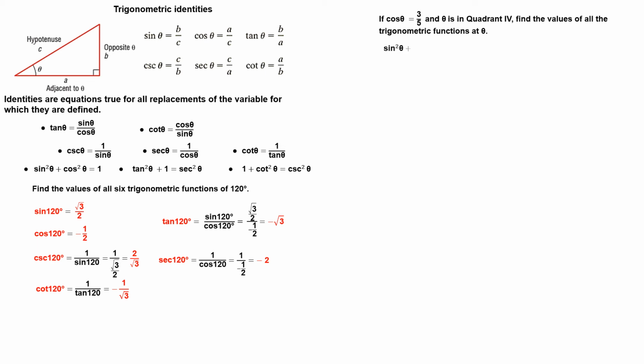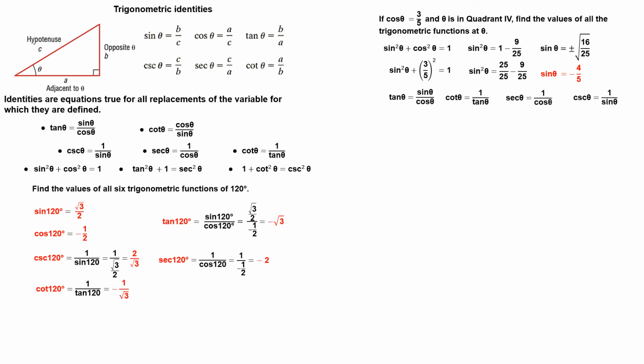We write the first Pythagorean identity and replace the cosine of theta with 3 divided by 5 to find the sine of theta. Since the angle is in quadrant 4, the sine of theta is negative. The remaining functions can be calculated using identities relating them to sine and cosine. Pay attention.